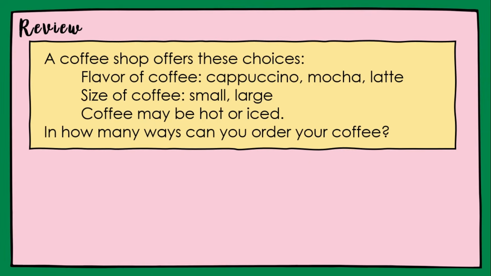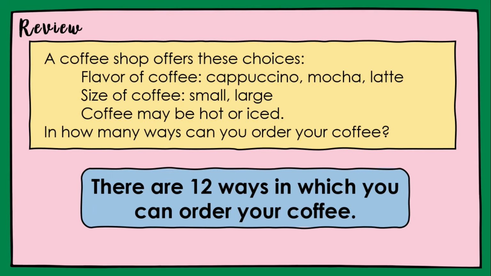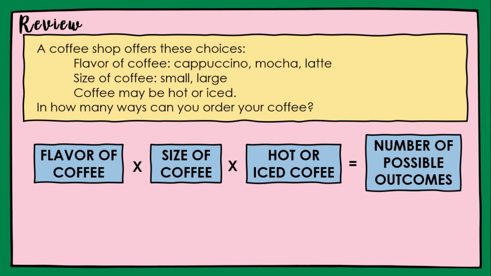Are you done? If your answer is 12, then you are right. There are 12 ways in which you can order your coffee. Using the fundamental counting principle, we just have to determine each event and list their total number of elements, and their product will be the total number of possible outcomes. In this example, 3 multiplied by 2 multiplied by 2 is equal to 12. So there are 12 ways in which you can order your coffee.